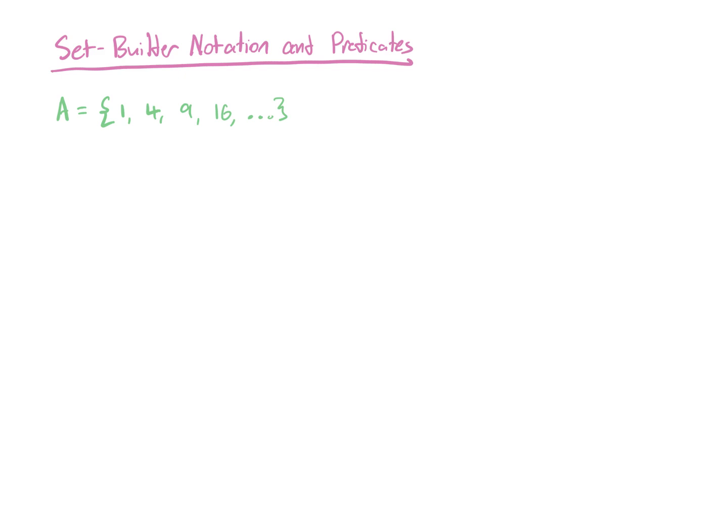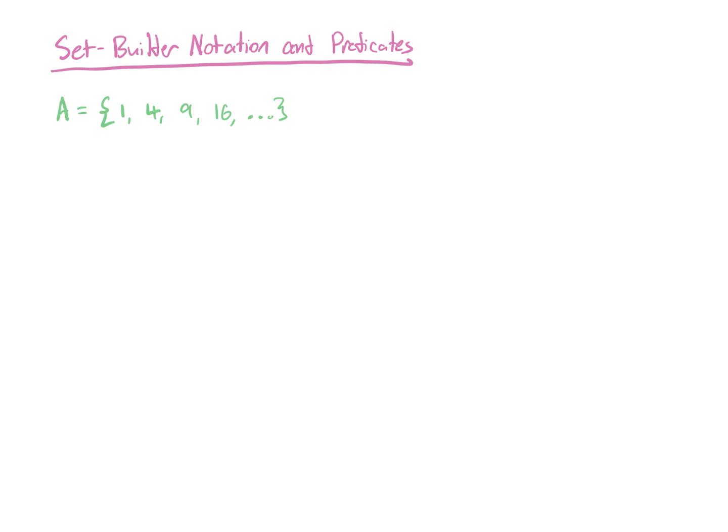Previously, we saw how to describe the elements of a set with roster notation. Roster notation means that we say the set A is equal to everything between these curly braces, and I'm literally just going to write it out, maybe with a dot dot dot to indicate that the pattern I've started keeps on going. So that's roster notation, and this works out okay.